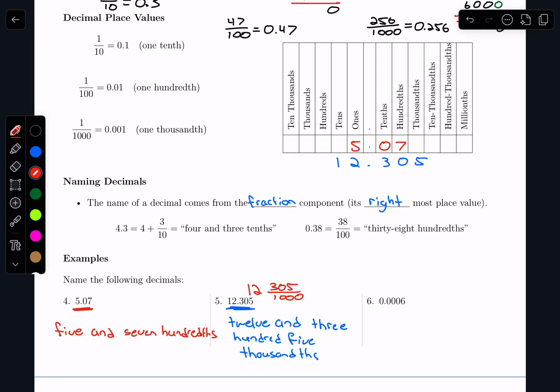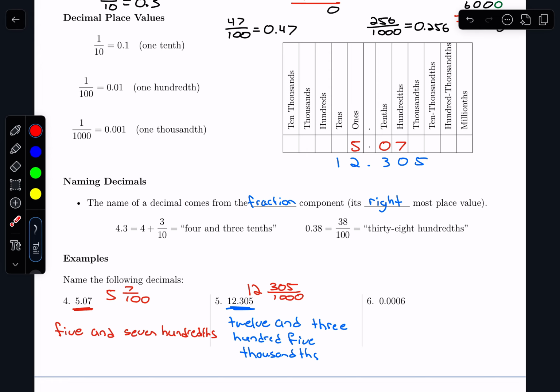The first one would have been 5 and 7 over 100, because that 7 is in the hundredths position. So notice the name 7 hundredths matches this fraction, 7 over 100. And for the second one, the name 305 thousandths matches this fraction, 305 over 1000.